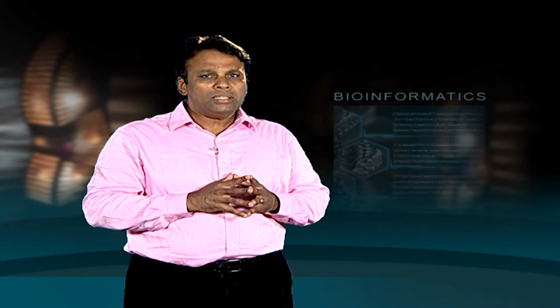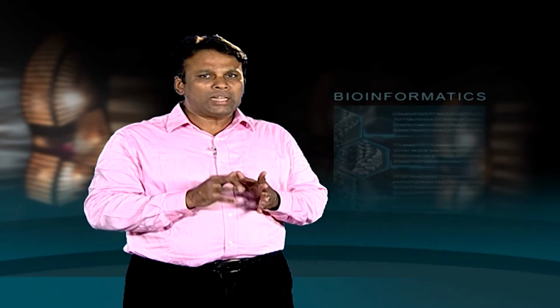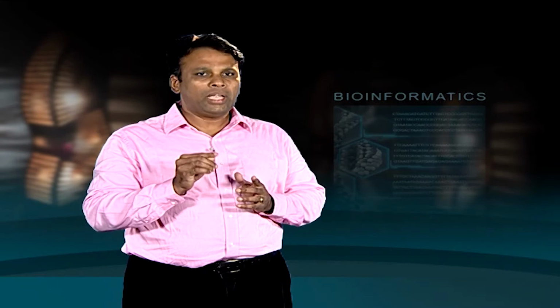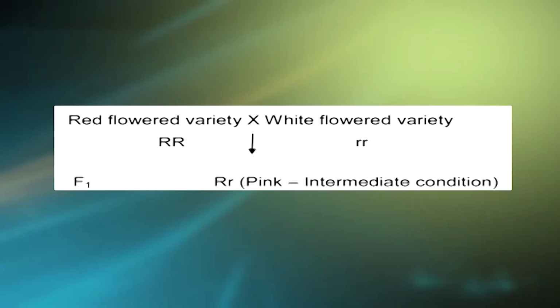When we examine Mirabilis jalapa, there are 3 colors of flowers: red, pink and white. This is the result of interaction among the genes. These interactions include incomplete dominance. Here, a red flowered variety represented by capital R and a white flowered variety represented by small r were crossed, and the F1 progenies all produced pink colors.